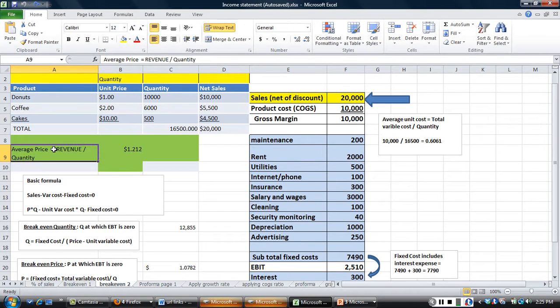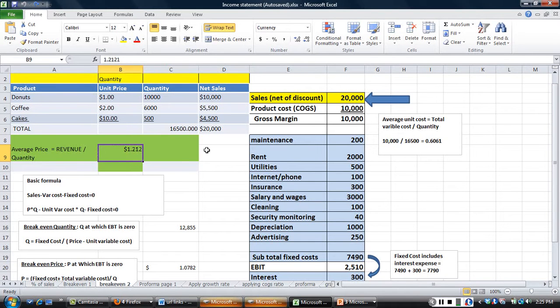The average price is basically this: I look at my total revenue, in this case 20,000, and I look at the quantity combined for all three, which is 16,500. What is the average price? The average price comes out to be 1.212. So if I take 20,000 divided by this quantity, I get 1.212. So that's the average price.